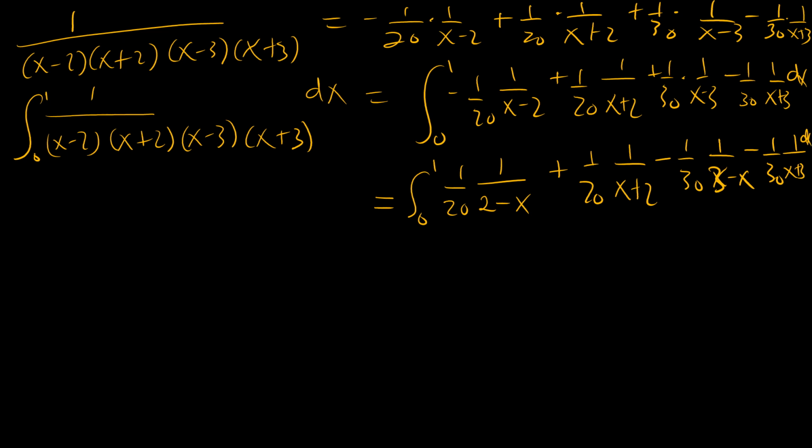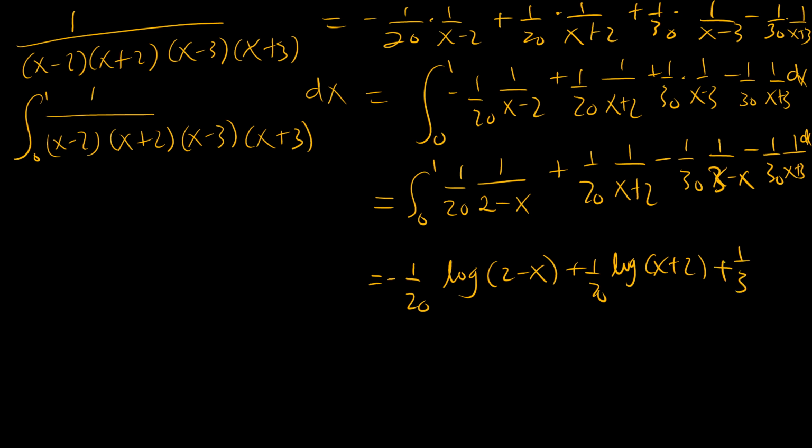So this now becomes 1 over 20 natural logarithm, negative definitely, of 2 minus x, right? Plus 1 over 20 natural logarithm of x plus 2, minus minus becomes plus 1 over 30 natural logarithm of 3 minus x, minus 1 over 30 natural logarithm of x plus 3, from 0 to 1.